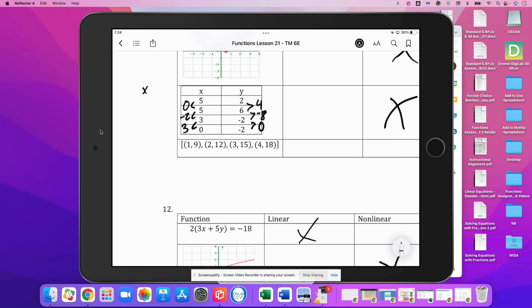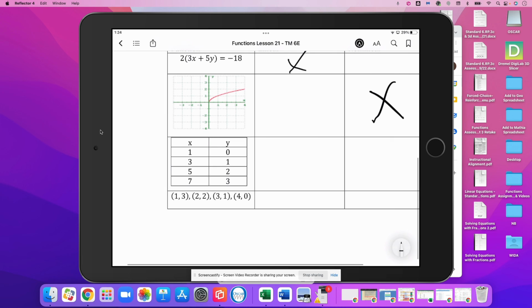And for our set, we got 1, 2, 3, 4, and 9, 12, 15, 18. So an increase of 3, increase of 3, increase of 3, increase of 1, increase of 1, increase of 1. So our slope would be 3 over 1. It's the same all the way through the table. So that one would be linear.